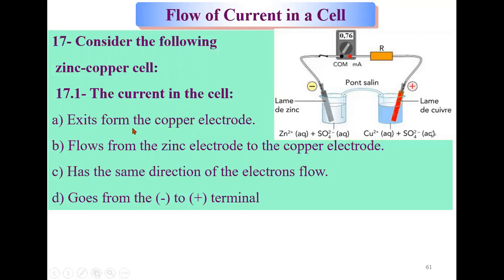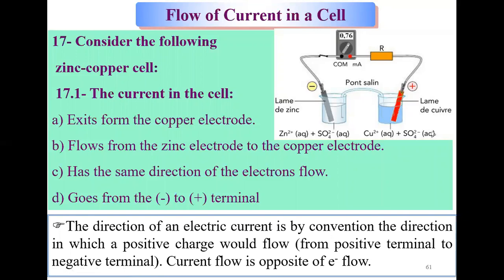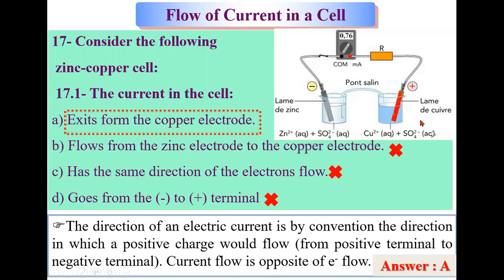Yes, the current will flow from the positive pole to the negative pole. So the current in the cell exits from the copper electrode, from here. Oh, that makes sense. So the current will exit from the positive pole. Part B flows from the zinc electrode to the copper node. That's the flow of electrons. And has the same direction of the electron flow? No, that is not correct. It has the opposite direction of the electron flow. And it goes from negative to the positive? No, that's the way electrons go, from negative to positive. The current goes from positive to negative, okay? And so the only correct answer is A.